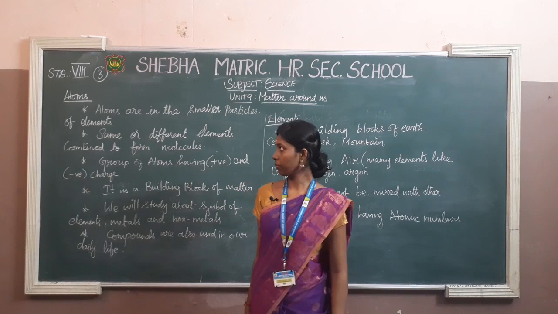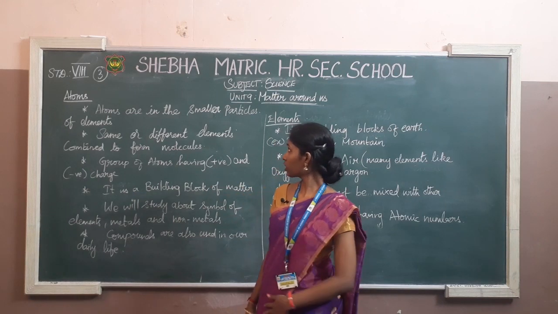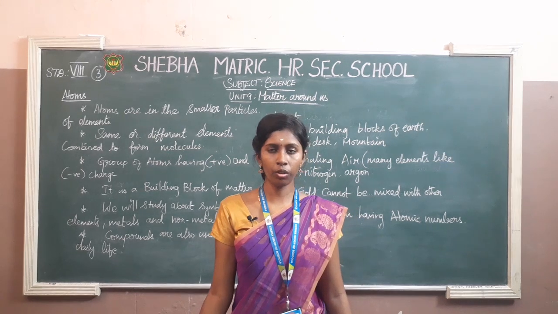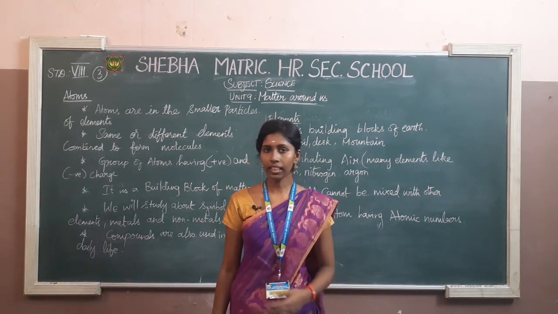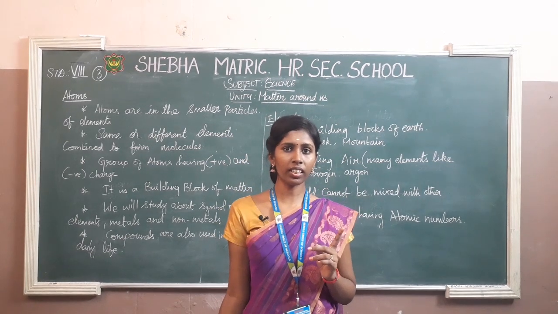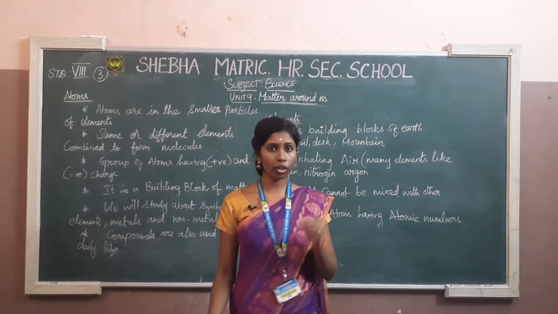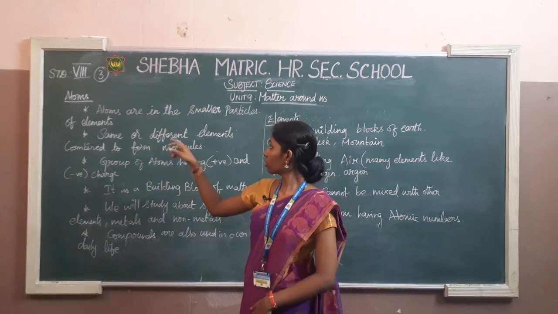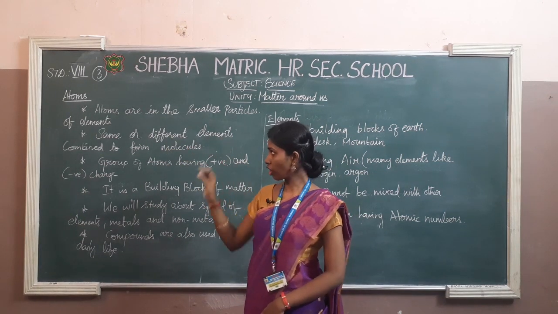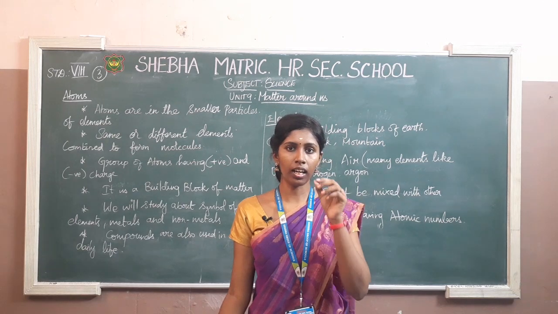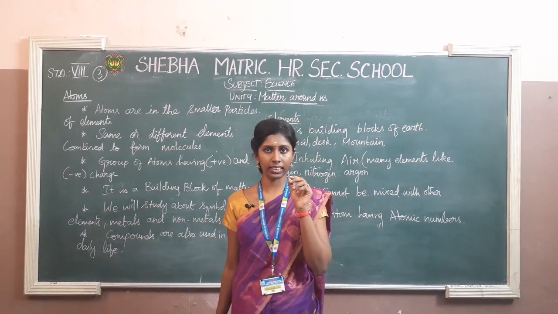Now we see atoms. Atoms are the smallest particles of elements. In our surroundings, I already said, the dust particles we see are made of atoms. It's a micron dust particle. So atoms are the smallest particles of elements, a small pinch of particles, which is an atom.